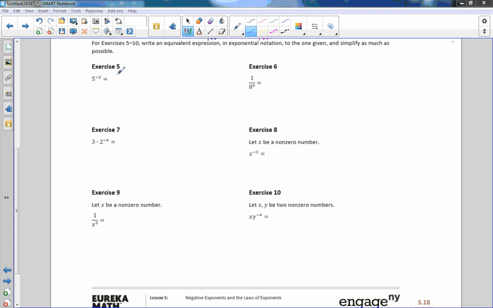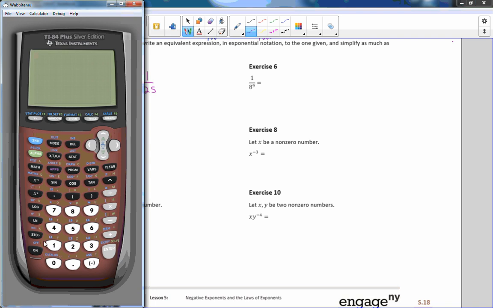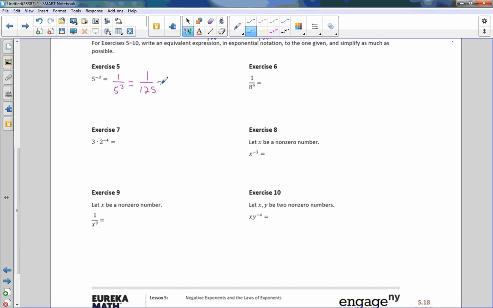Okay, so 5 to the negative 3 tells me to put this 1 over 5, make that negative 3 a positive 3, which equals 1 over 5 cubed. 5 times 5 is 25 times 5 is 125. I'm going to take this a little bit further. This is the answer, 1 over 5 cubed, but 5 cubed is 125. Now, if I put that in my calculator and I do 1 divided by 125, I get 0.008.